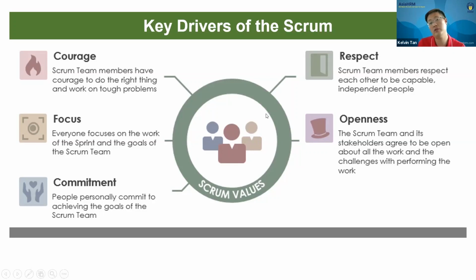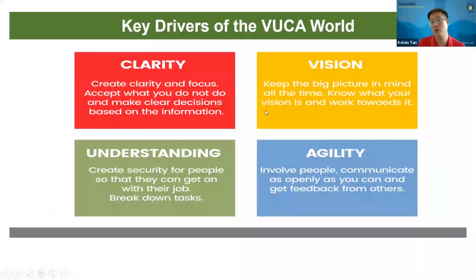Now, while we talk about all these things, the other thing that we need to understand is also the key drivers of the VUCA world. Later we'll look at how we can align. So for the VUCA world, we are going to use the same VUCA terminology, but this time around, instead of volatile, we are going to change it to vision. You need to have a vision. The company needs to have a vision. Second, instead of uncertainty, you need to have understanding, being empathetic. Right? Being empathetic for people.